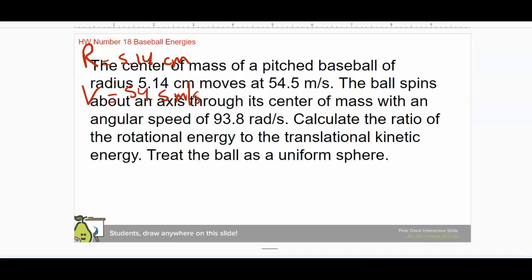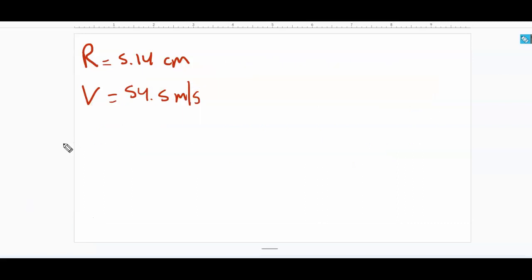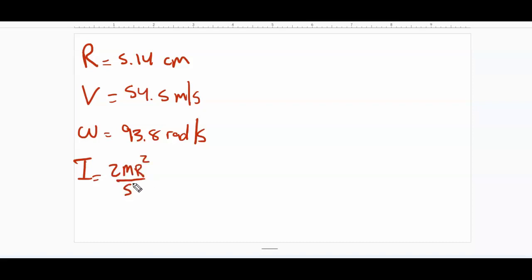I also know that it spins about an axis through its center of mass with an angular speed of 93.8 radians per second. So that means omega is equal to 93.8 radians per second. Now I also know that because it's a sphere, the moment of inertia equation for a sphere is 2mr squared over 5. And again, look at your formula sheet and you'll find that equation.